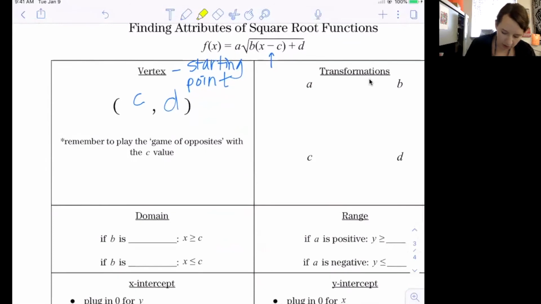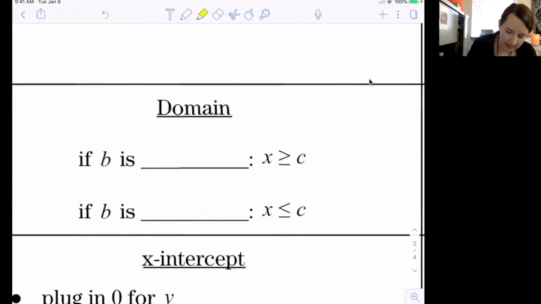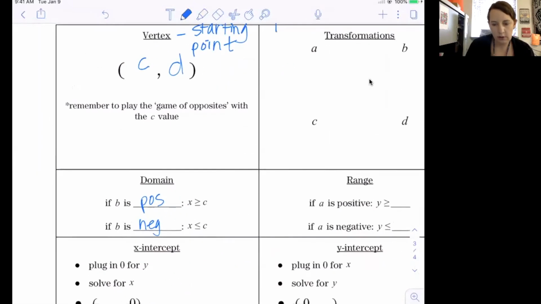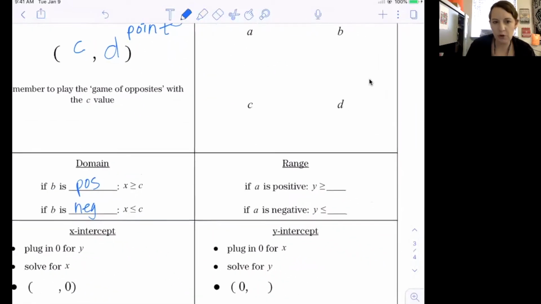Okay? Your domain: if B is positive, your domain will be X is greater than or equal to C. If B is negative, X is less than or equal to C. Okay, range is going to be the same except we're looking at the A value. So if the A value is positive, Y is greater than or equal to D. If A is negative, Y is less than or equal to D.